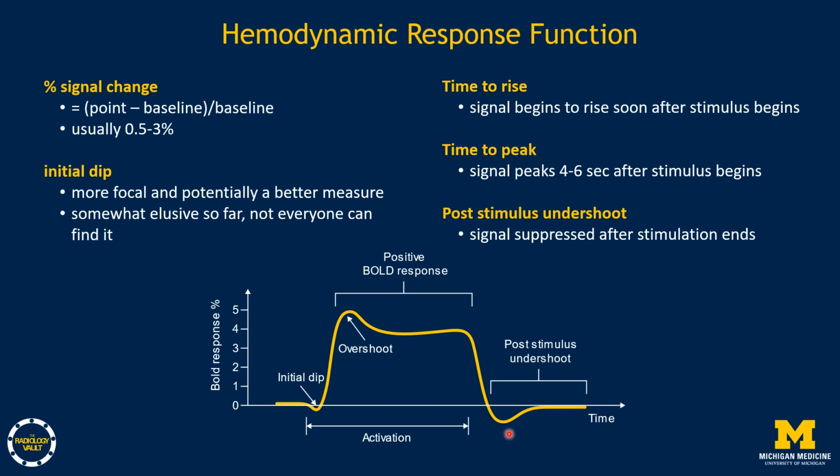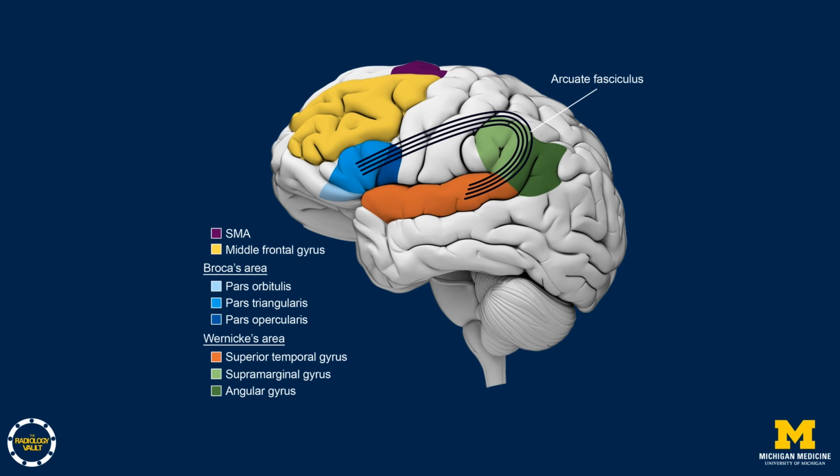Now, all this part we are not mapping. What we are actually mapping is the positive BOLD response. The time to peak is about 4 to 6 seconds after the stimulus begins. And then the post-stimulus undershoot occurs after the stimulation ends, so we are not measuring that. All these positive BOLD responses are mathematically added, and that is subtracted from the resting state.